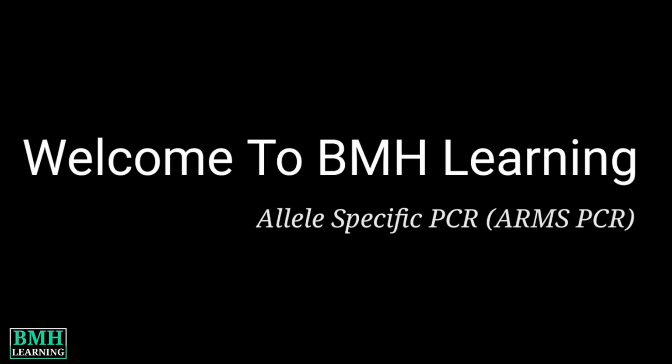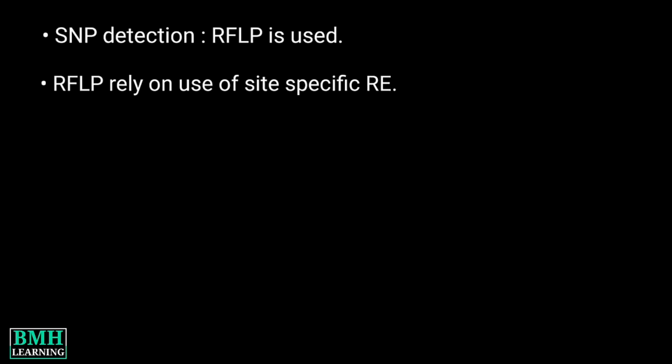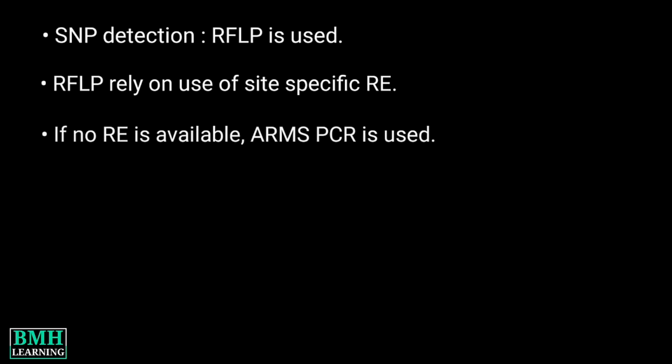This video is about allele specific PCR. To detect SNPs, we already have very efficient conventional methods like RFLP, that is, restriction fragment length polymorphism. But these methods rely on the use of site-specific restriction enzymes. But sometimes we have DNA fragments where we can't use a restriction enzyme or the specific restriction site is not found. So how do we detect the changes in those molecules? To solve this issue, we have allele specific PCR.